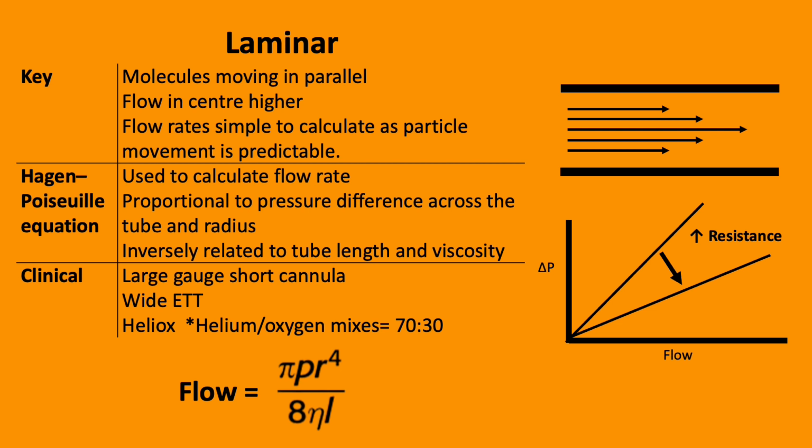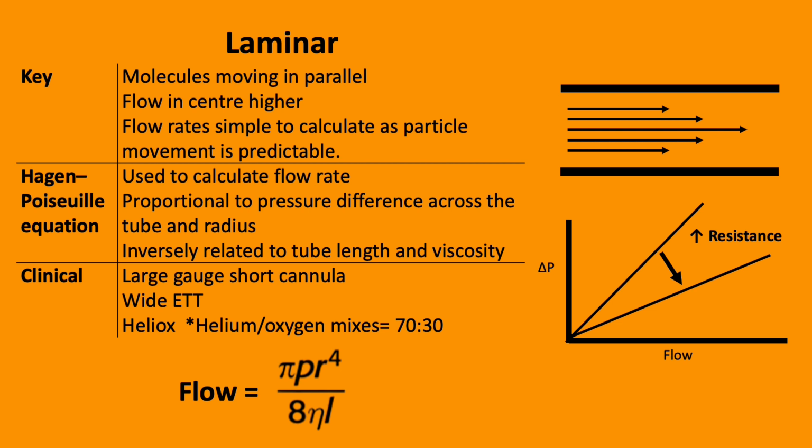Laminar flow in Newtonian fluids, i.e. fluids with a constant viscosity, is governed by Poiseuille's law and the Hagen-Poiseuille equation, as shown at the bottom. So flow is equal to pi multiplied by the pressure difference by the radius to the power of 4, and inversely proportional to 8 over viscosity of the fluid and length. So flow is proportional to the pressure difference across the tube and the radius.